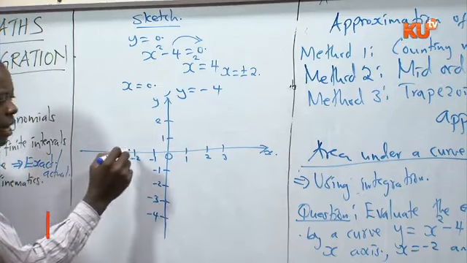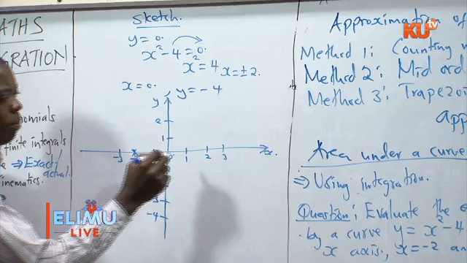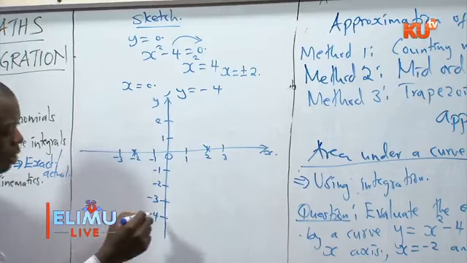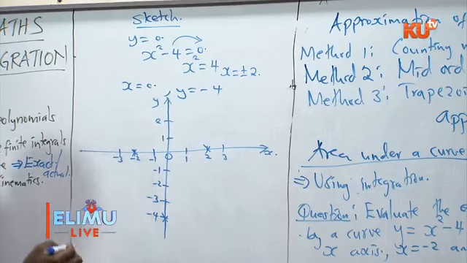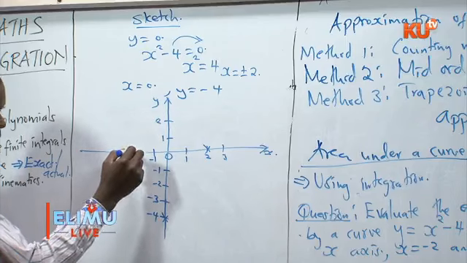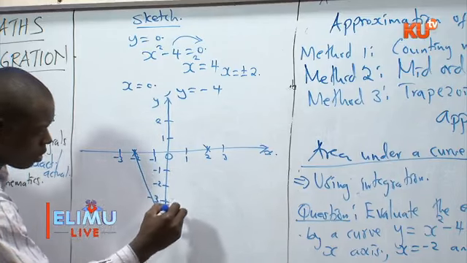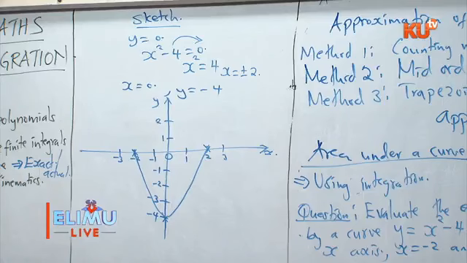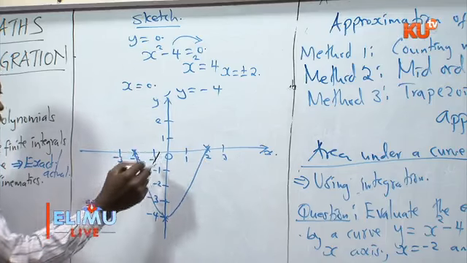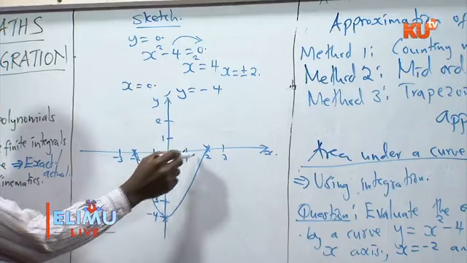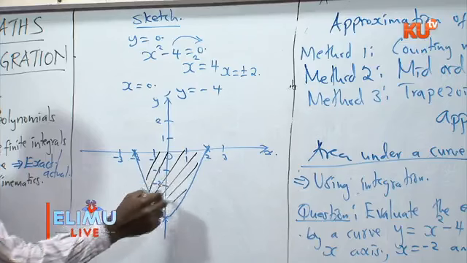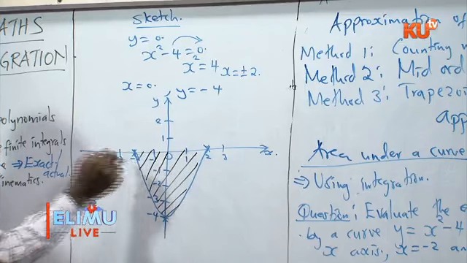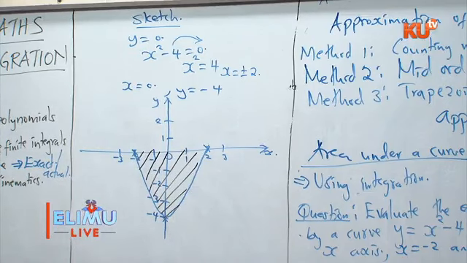So if we sketch, it means the curve cuts the x-axis at these 2 points and the y-axis at this point. So this is the curve. If we sketch, that is our curve. So it means the region that we are calculating the area of is enclosed by the x-axis and the curve. And this region is below the x-axis. This is the region that we are supposed to calculate its area, the one that we've shaded.